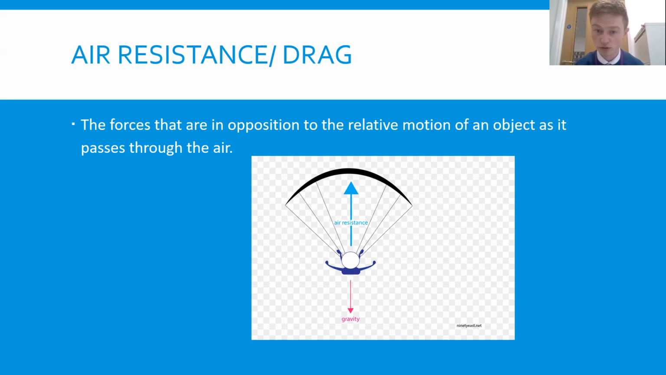If there was no oppositional force, so if there was no air resistance, it was only gravity, the skydiver would fall flat on his face straight away. But because there's opposition, that's why it reduces the motion of an object as it passes through the air. Any object, it's not just parachuters, but any object that is dropped or is falling is facing air resistance.